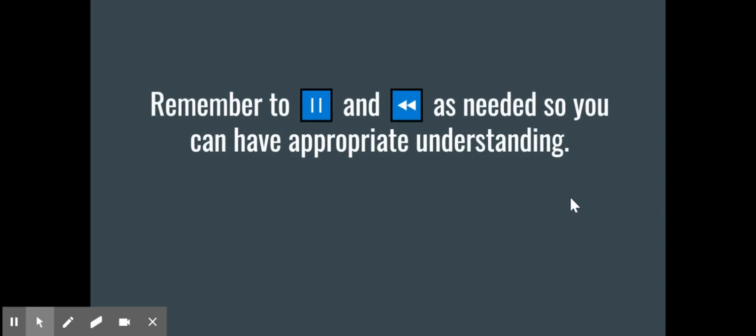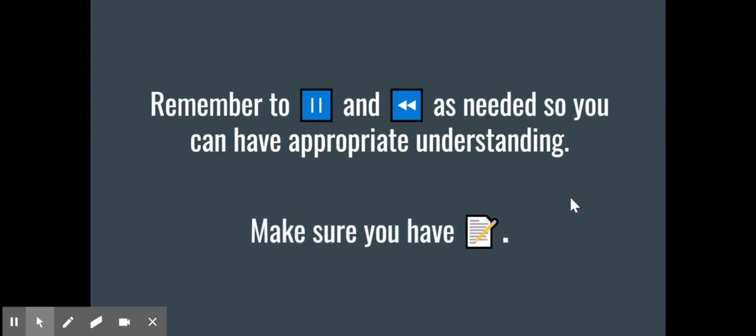Of course, make sure that you are pausing and rewinding as you need so that way you can have appropriate understanding and make sure that you're getting everything down. And of course, on that note, make sure that you have something to write on and write with.